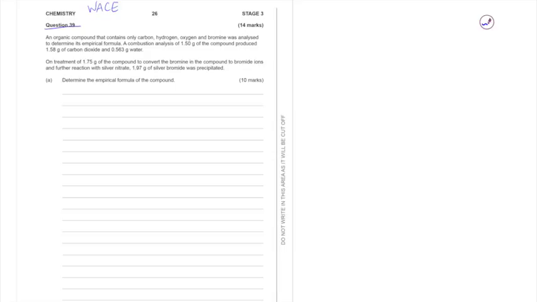So let's have a look here. There's some text up the top here, which for right now I'm going to ignore. I'm going to skip straight to the question. A, determine the empirical formula of the compound. Okay, I'm definitely going to have to read that text.